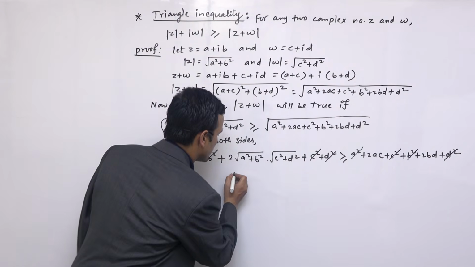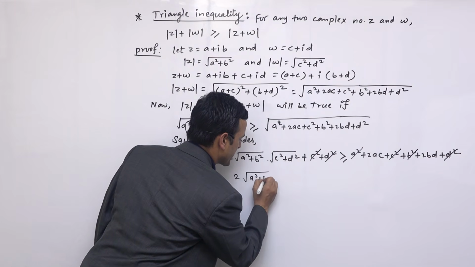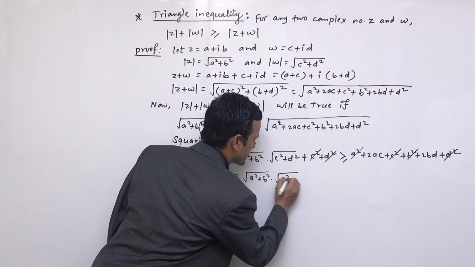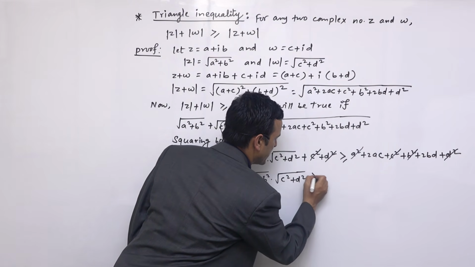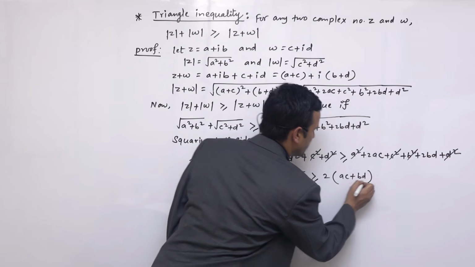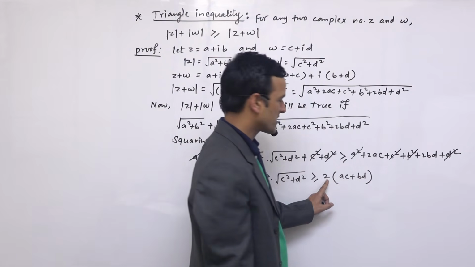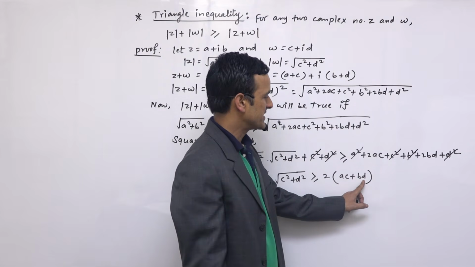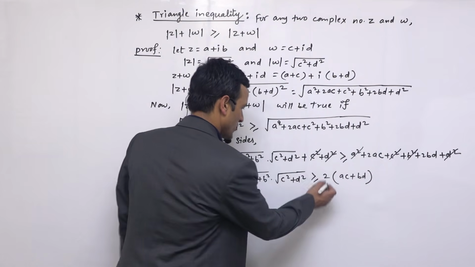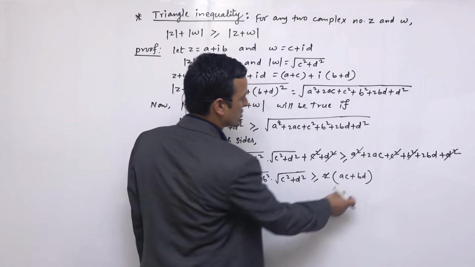So now the remaining term we have is 2 times root under (a square plus b square) into (c square plus d square) is greater than or equal to 2 times (ac plus bd). Here is also 2, here is also 2. So we can take out the common factor, and the remaining term is ac plus bd. If you cancel 2 and 2, then we get this term and this term.